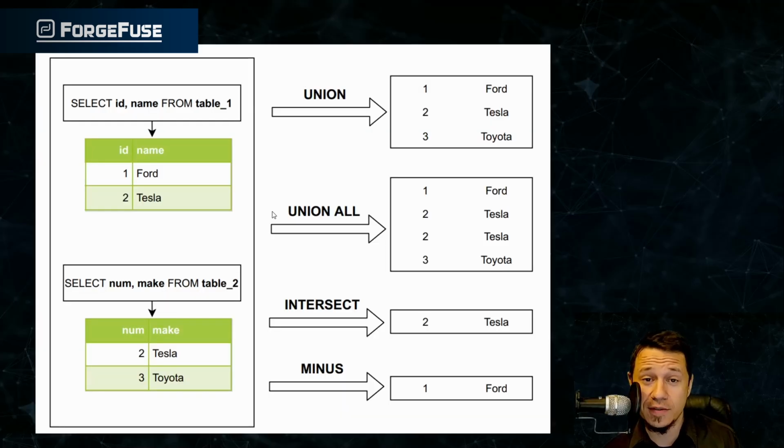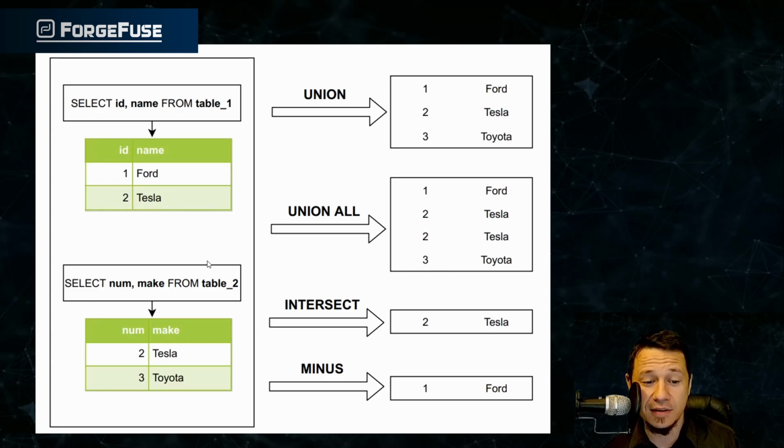To see how this works, let's look at the following image. On my left-hand side, I have two selects. One is from table 1, and it's fetching the ID and the name from that table. We got two results, one with the ID 1, Ford, one with the ID 2 with the name of Tesla.